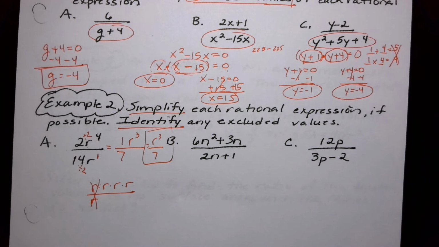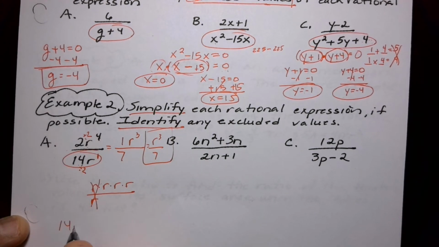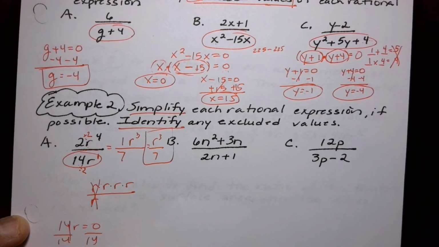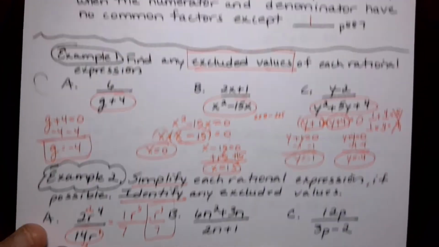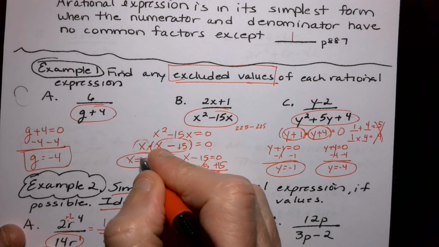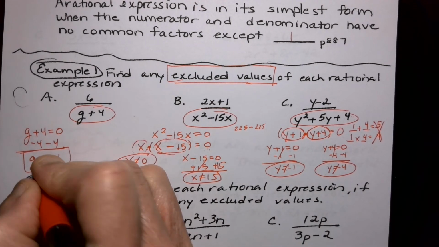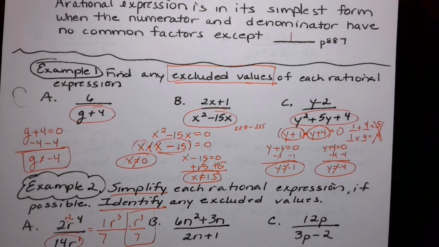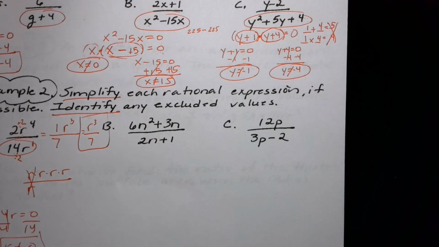Then it says identify any excluded values. So we look at the bottom. 14r equals 0. Divide by 14. r cannot be 0, and that's how you can write that. Oopsie. Is r cannot be 0. So actually up here, it would have been wiser for me to say x cannot be 0. Cannot be, put the line through them, because those are excluded. Those are the things we do not want. All right, let's try the next one.